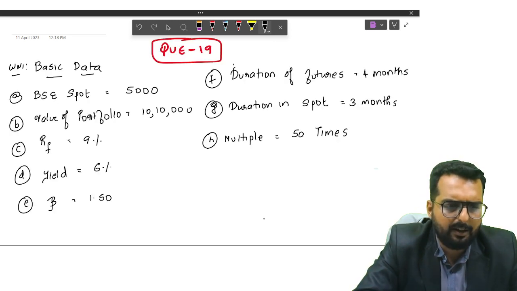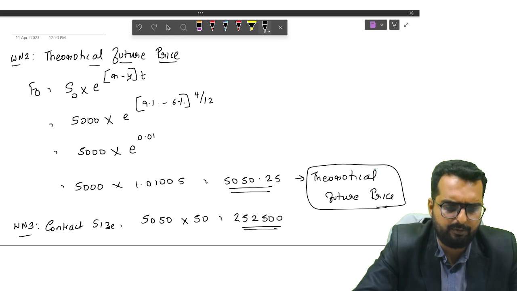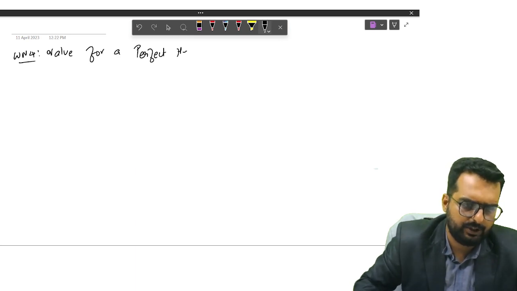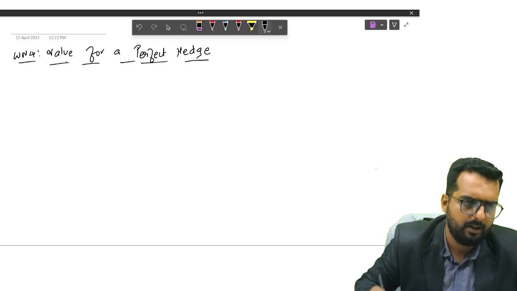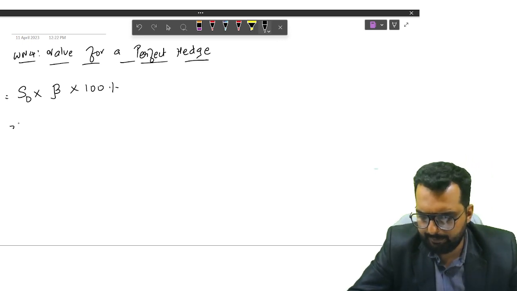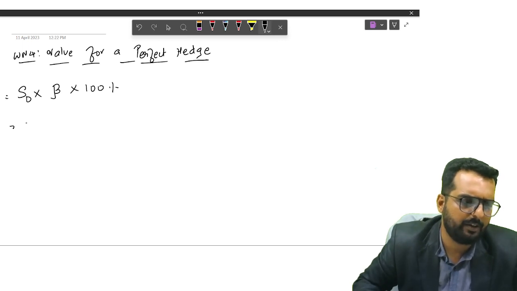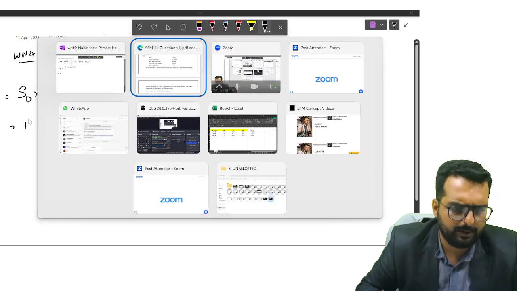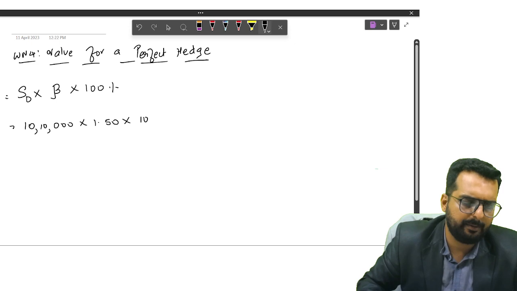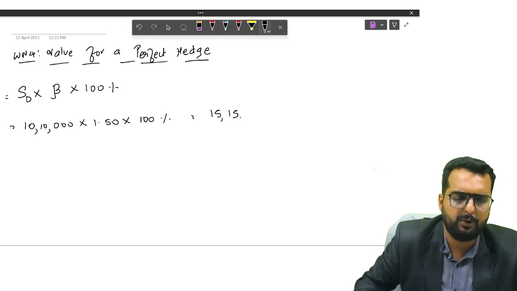Once I get this, here the portfolio has got a beta of how much? 1.5. So I want to do a perfect hedging. So I'll write down working note number 2. Value for a perfect hedge. Okay, so the formula over here will be S0 into beta into 100%. Alright. So here if I do, S0 is how much? Everyone tell me. Spot value was how much, friends? 10,10,000 into 1.5 is the beta into 100%. So do you get the answer as 15,15,000 as a total value for a perfect hedge?